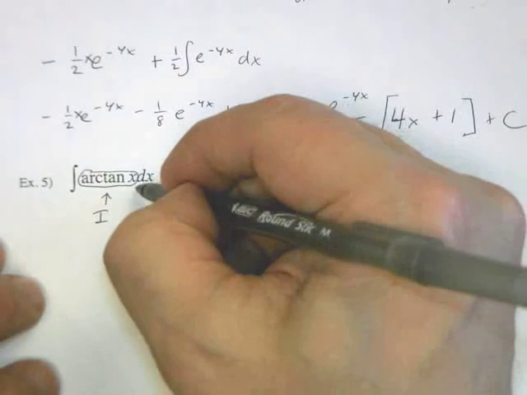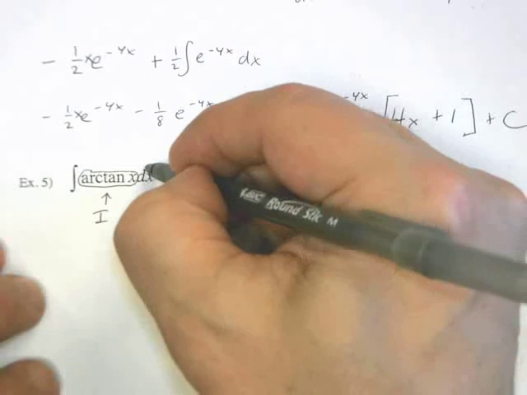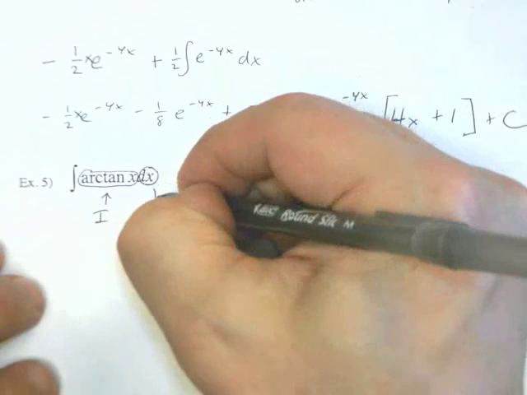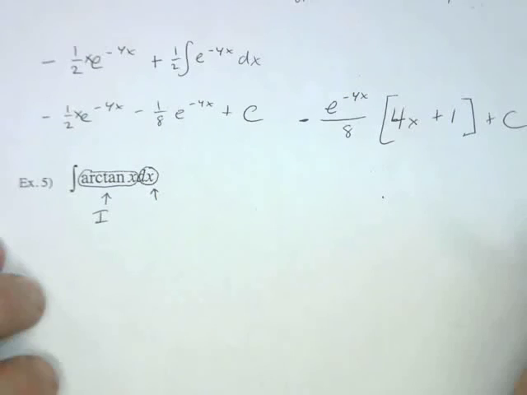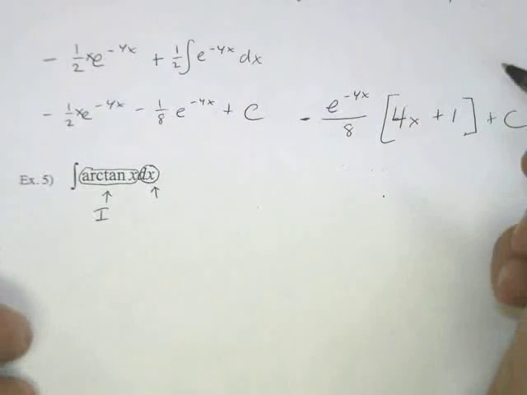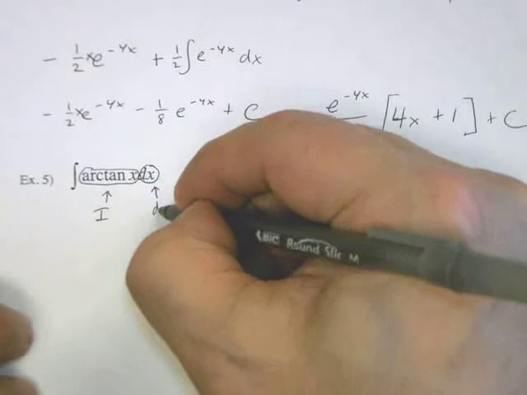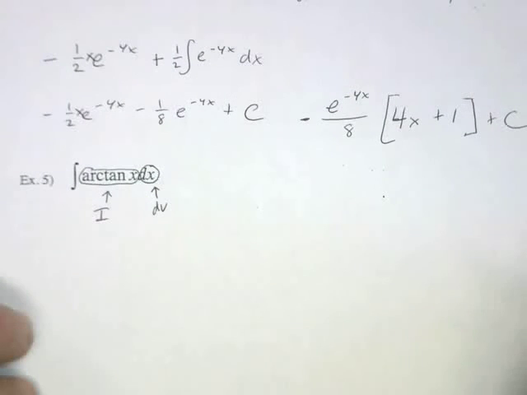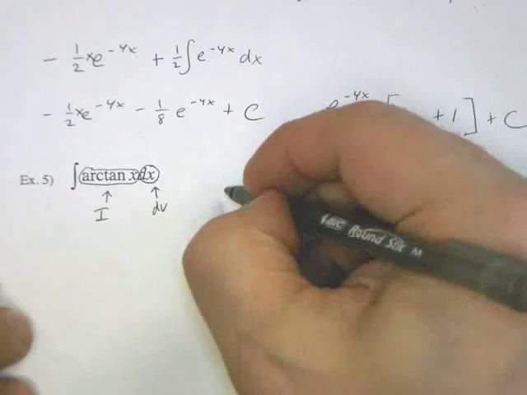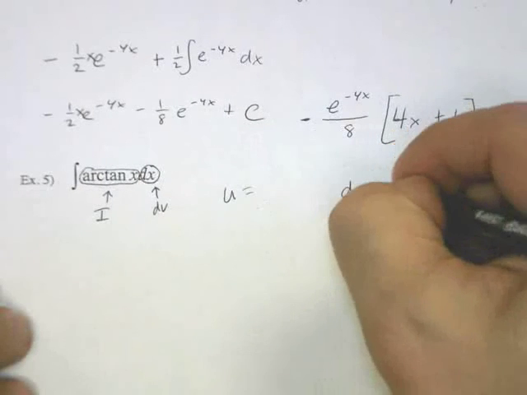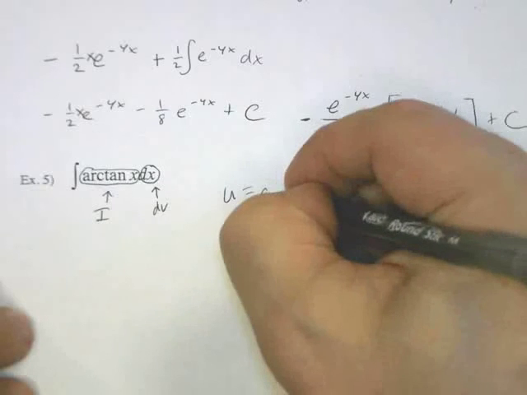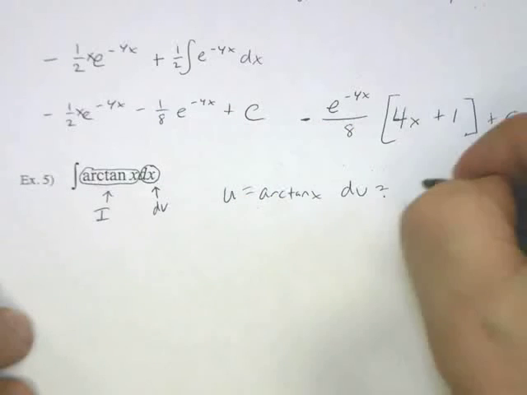Now, when all you have is one function, and then you have dx, that's going to be treated like my other function. Now, automatically, that has to be dv. That's the thing that's going to be integrated. So that's going to be my dv, and then my function that I'm trying to integrate is going to be u. And watch how this works. I'm going to make u arctangent x. I'm going to make dv just dx.